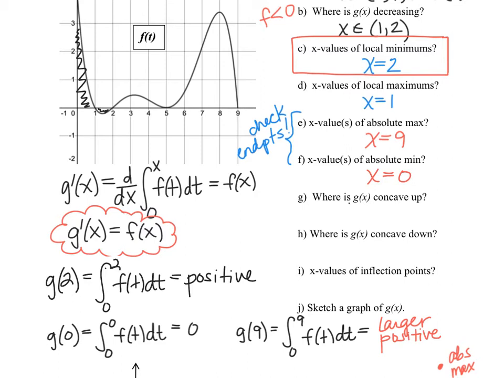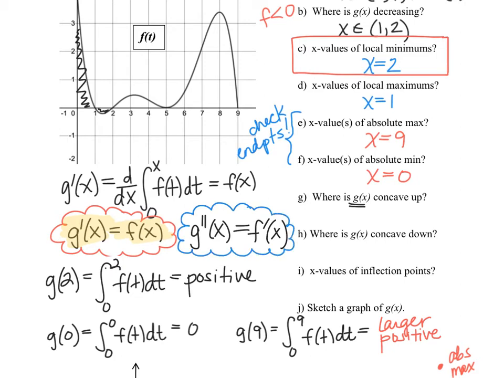So if I'm interested in where g of x is concave up, I need to get some information about g double prime. Well, look at what I have written in our previous bubble. We said that g prime was equal to f. So if we take the derivative of g prime, which will give us g double prime, that means g double prime is actually equal to f prime. So g double prime, the second derivative of g, is actually equal to the first derivative of f. Another really important piece of information.